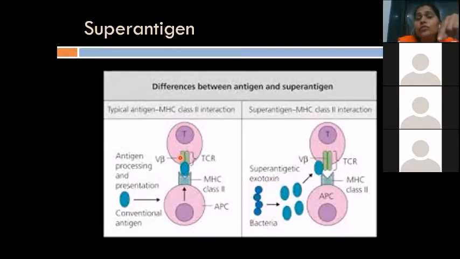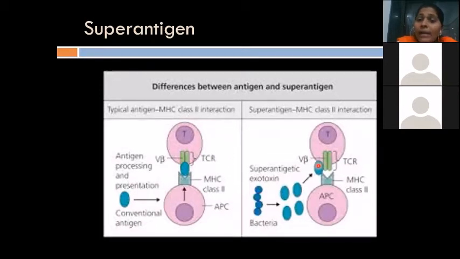But in case of superantigens, what happens is this attachment is not in the groove where it is supposed to be. In the second diagram, you can see this antigen goes and sits at the variable beta region, which is outside the groove meant for antigen combination. And this joining does not need the specificity of the epitope.